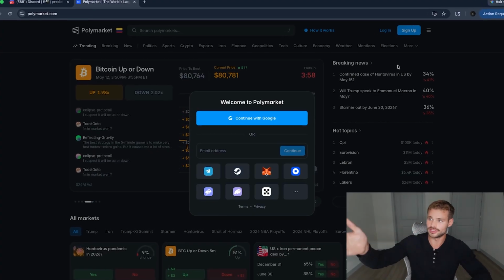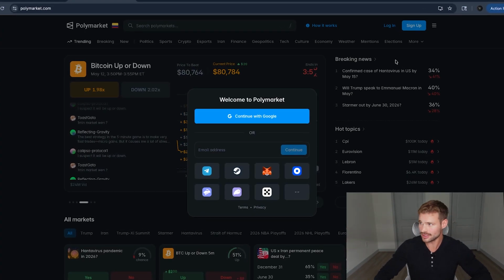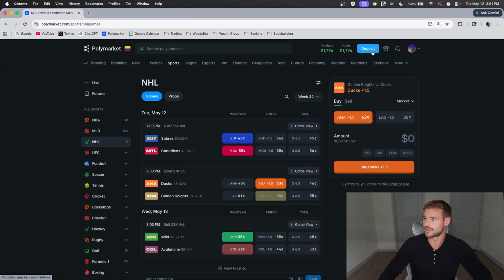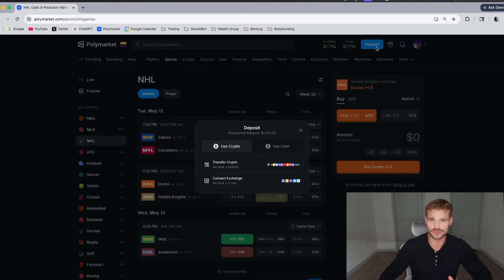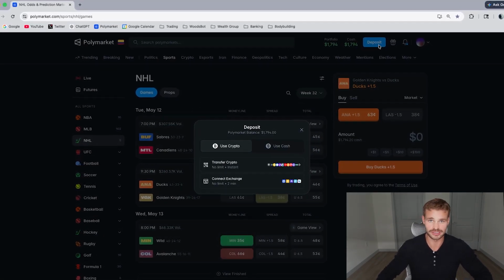You're going to either continue with Google or use an email address. Once you have verified your account, you're going to click on deposit. You can either use crypto or cash. I use crypto just because it's easier for me.